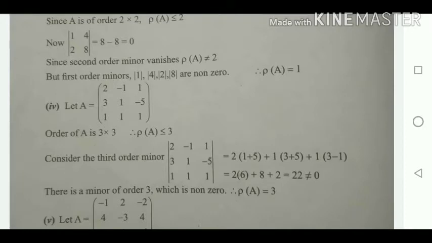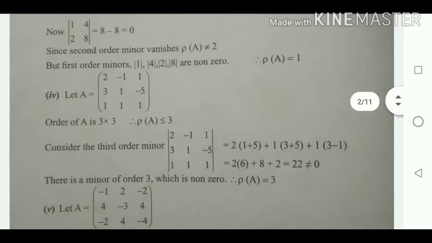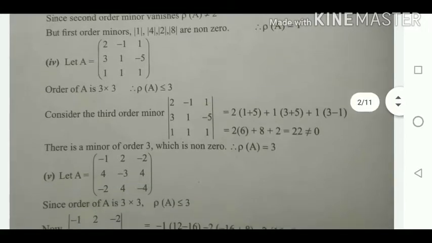That is, if any one of the elements of the minor is non-zero, it means the rank of A is at least 1. For example, if all the elements are 0, the rank of A is 0, but that is applicable only for zero matrices. So here at least one non-zero element gives your rank answer. Okay. Then now we are going to see the fourth one.